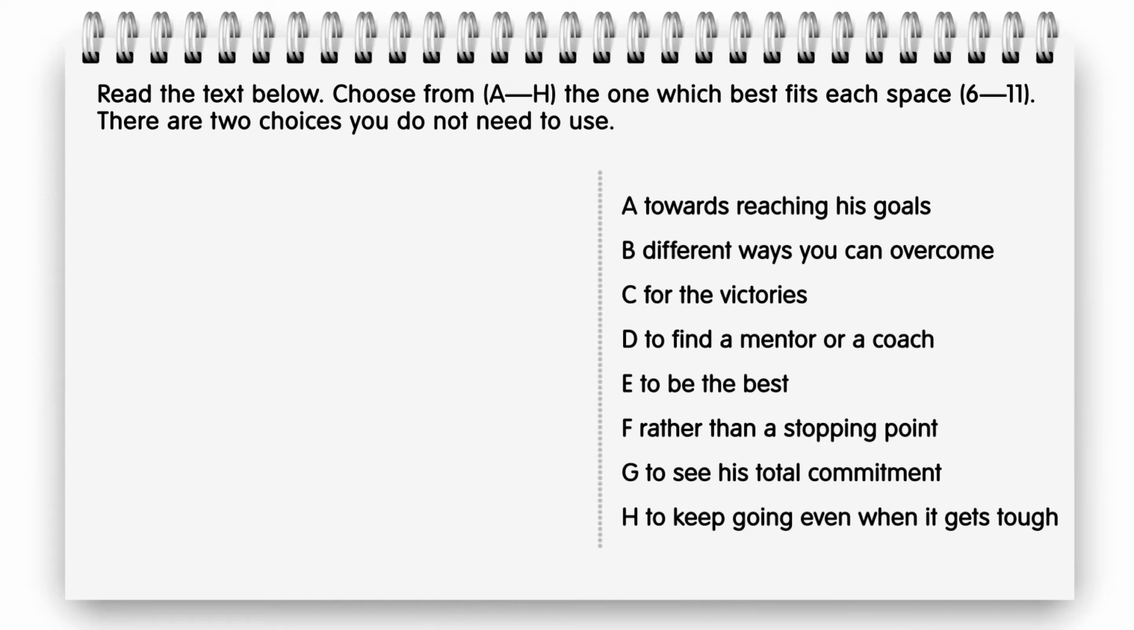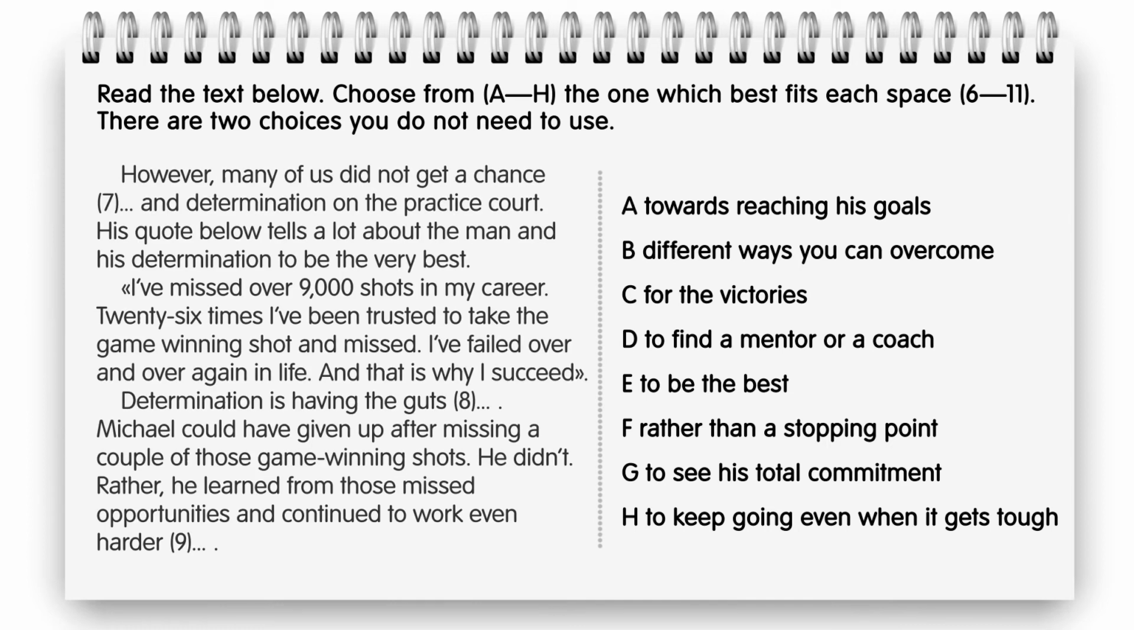First, we have A, towards reaching his goals, different ways you can overcome, for the victories, to find a mentor or a coach, to be the best, rather than a stopping point, to see his total commitment, and to keep going even when it gets tough. Now, the text we have to complete, you should see on the screen right now. So let's work through it together.